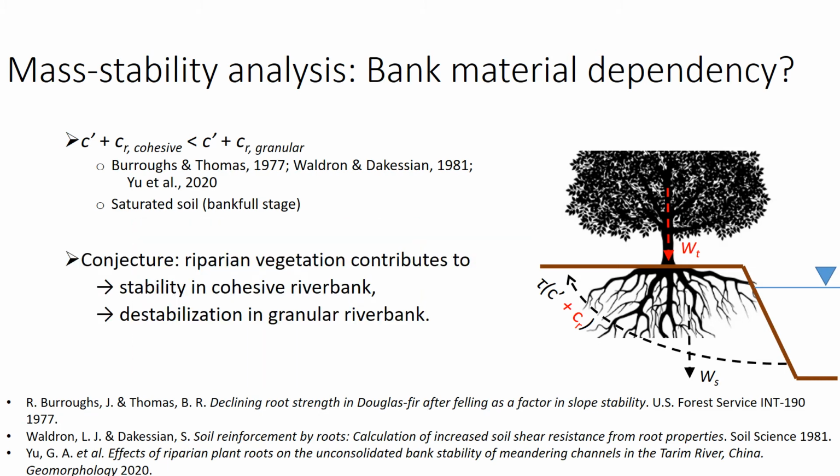From this, however, it can be concluded that vegetation can stabilize the riverbank in granular soils. On the other hand, in the case of fine-textured banks, the increasing weight of vegetation contributes to instability.